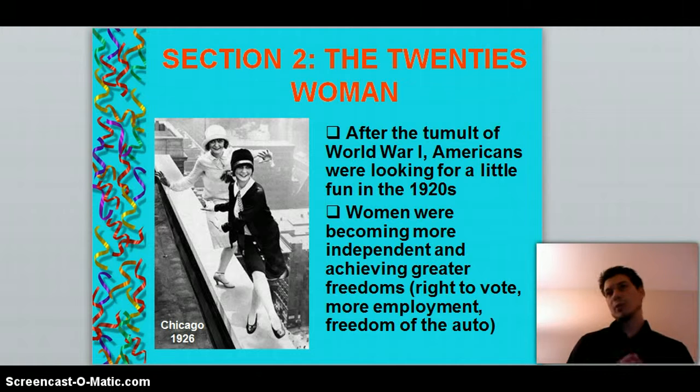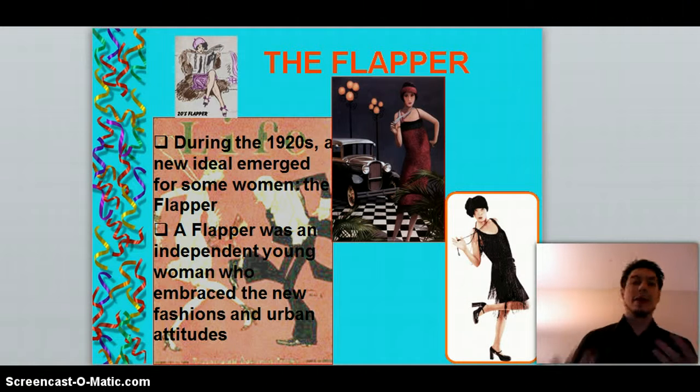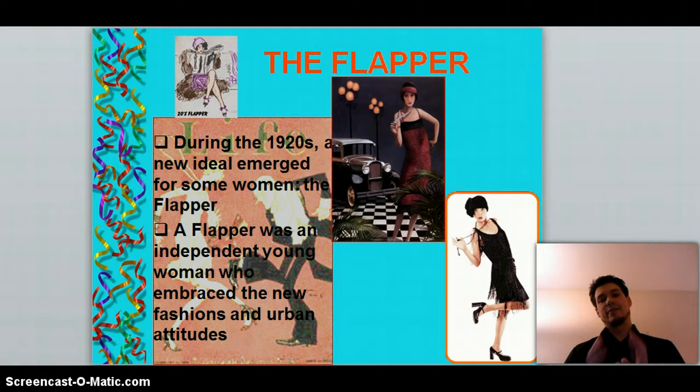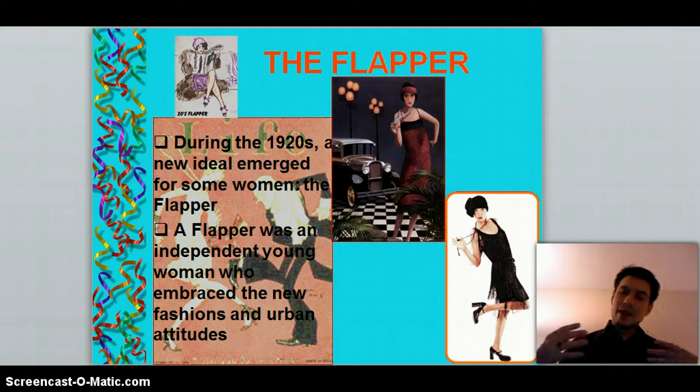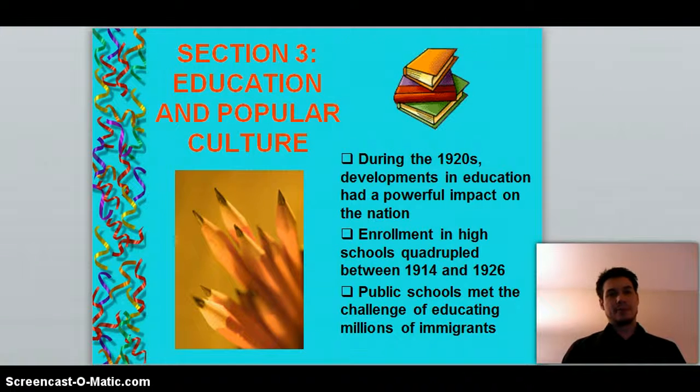Now, the 20s had a whole different line for women. They literally are looking for a little fun. They're becoming more independent women. They're achieving greater freedoms. In fact, they earned the right to vote in 1920, and of course, they earned more employment opportunities, and so on. And so we do get the flapper. During the 1920s, the flapper was an independent young woman who embraced the new fashions and urban attitudes. She would be smoking cigarettes, wearing makeup, wearing short dresses, I know, and of course, drinking. Okay? Gonna have to skip through here.